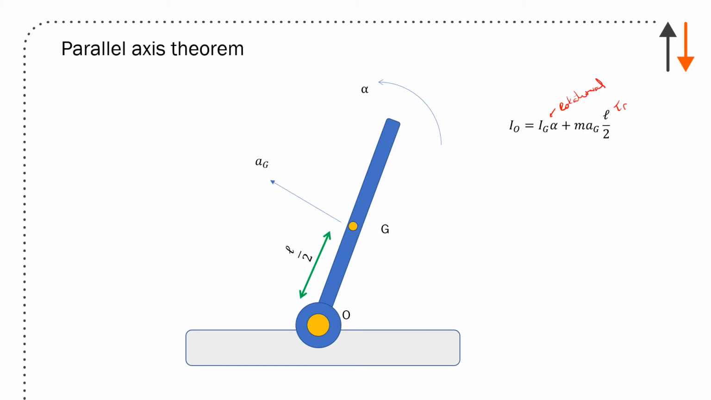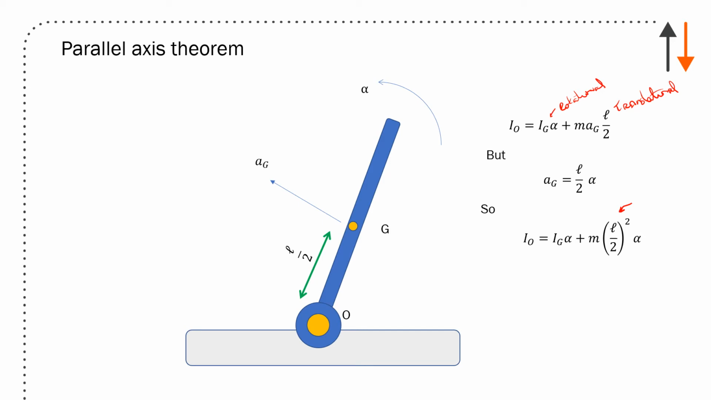And the translational terms. So if you just apply that, you can say, well, in this case, G is the distance L over 2 away, so that's fine. AG equals L over 2 alpha. And I can rewrite the expression I have here by saying, well, AG is equal to L over 2 alpha times L over 2, and I end up with L over 2 squared in this term.